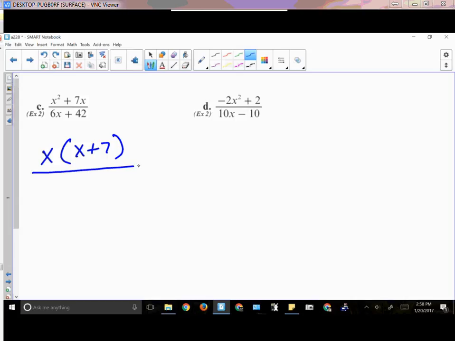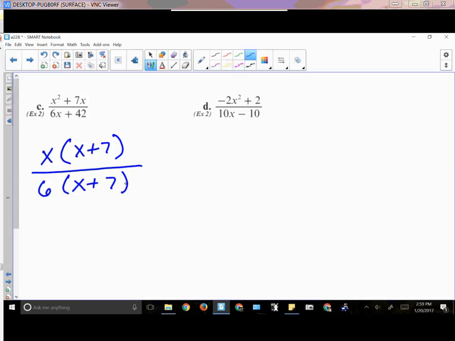Now, let's take a look at the denominator. Is there anything in common with the denominator? Well, I can't pull the x's out, but I see that I have 6 and 42. Is 42 divisible by 6? Yes. So if I factor out a 6, I am left with x plus 7.